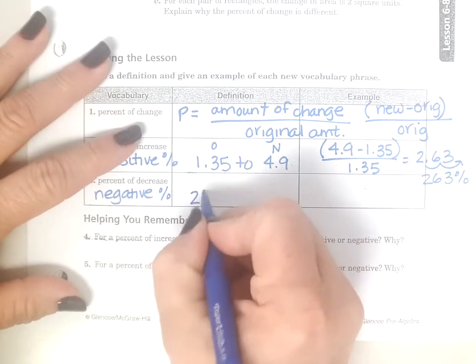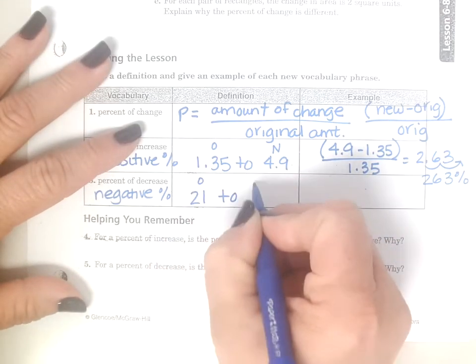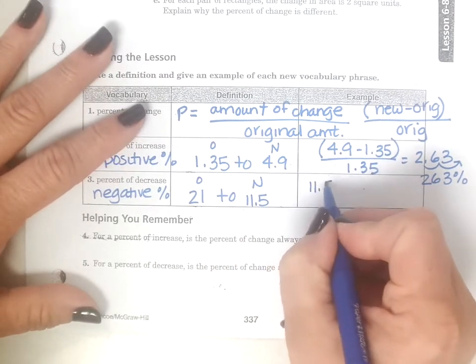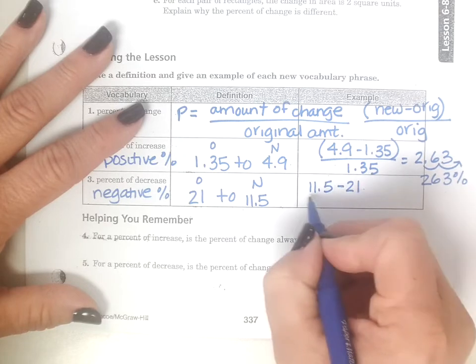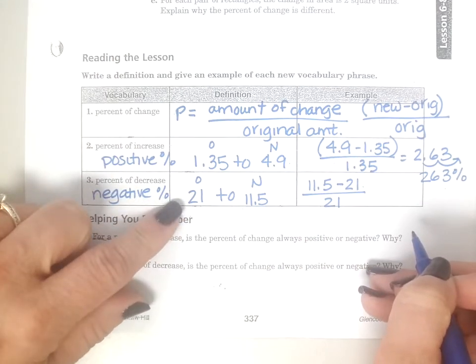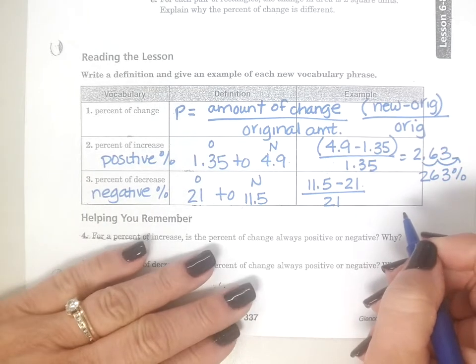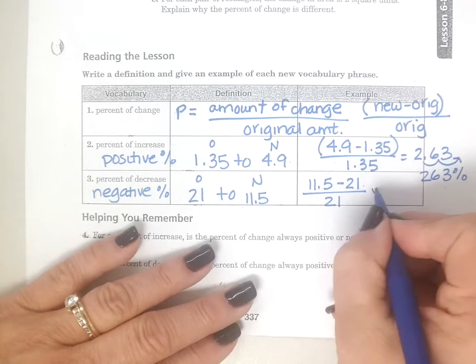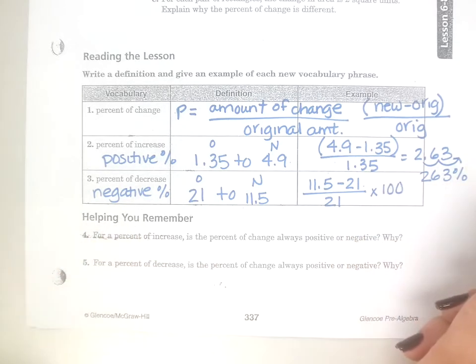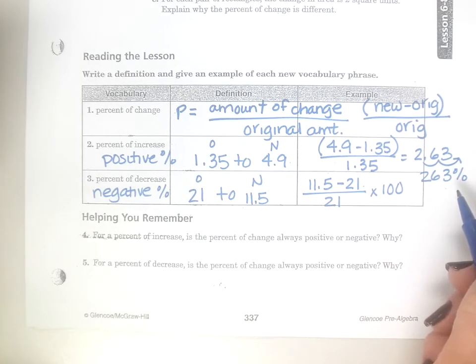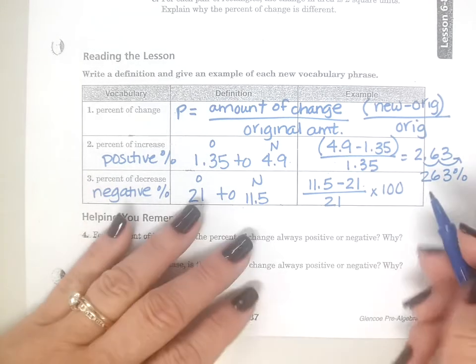All right, so now I have 21 as my original, and I'm going to 11.5. The new is 11.5 minus the original of 21, divided by the original of 21. So you always have to pay attention to those numbers because it's easy to mix them up. Now, if you don't want to move the decimal 2 places, you could tack on a times 100, because moving the decimal and multiplying by 100 do the same thing. You'll get the same thing that way.